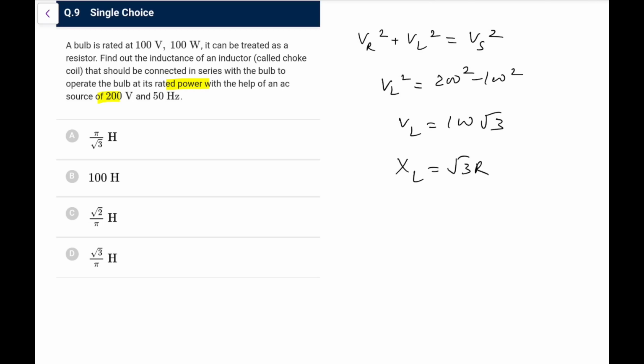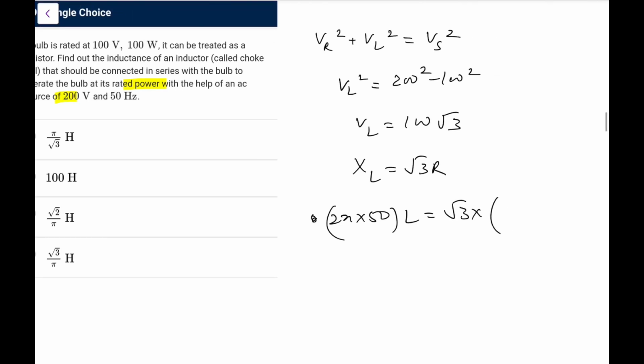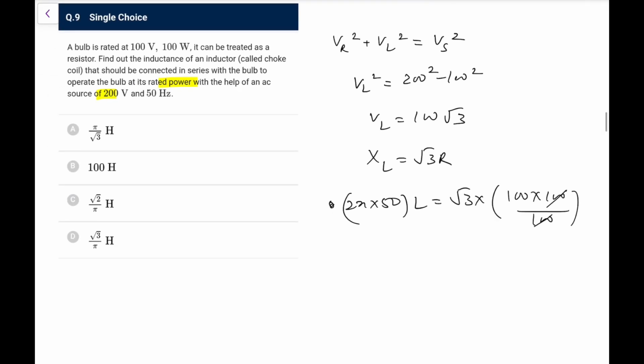So what is the value of XL? XL we know is omega L, that is 2 pi into 50 into L is equal to root 3 R. R you can write from P rated as V rated square by R, that is V rated square by P, 100 into 100 by 100, so that comes out as 100. So 100 cancels from here, so L comes out as root 3 by pi in this case. So go for this option D, it is root 3 by pi Henry.